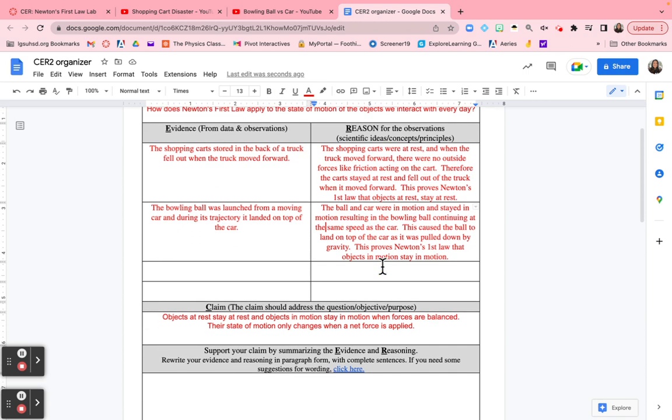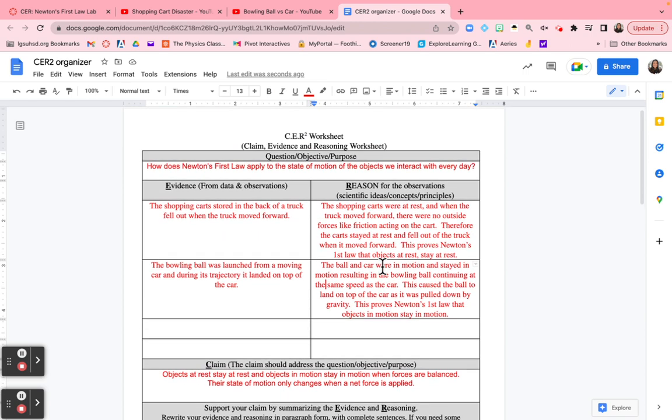On the back of this CER, you received a pink laminated page where on the back you have some sentence structures that will allow you to put together a really well written, very intelligent, nicely flowing CER paragraph. So let me know if you have any questions.